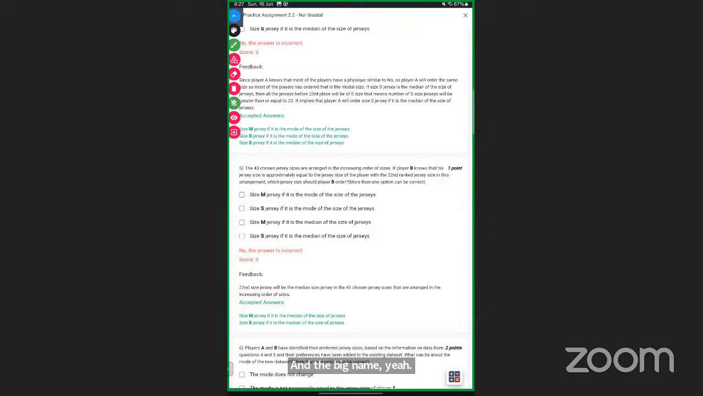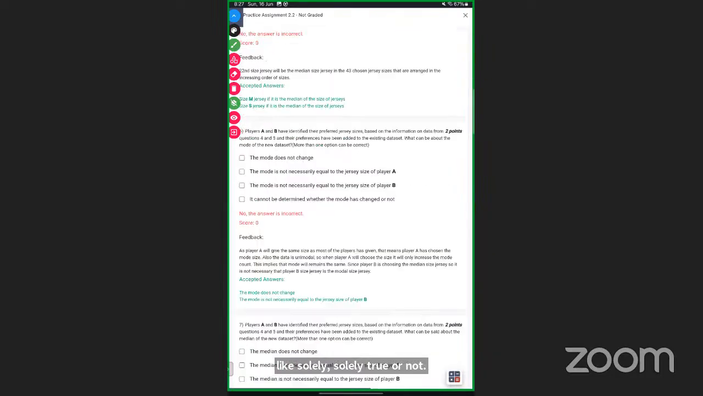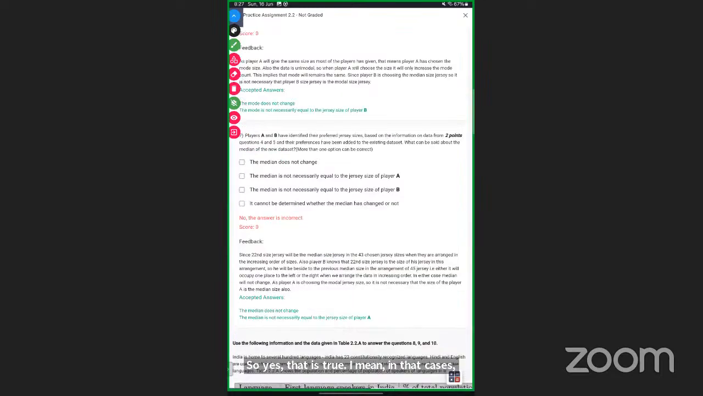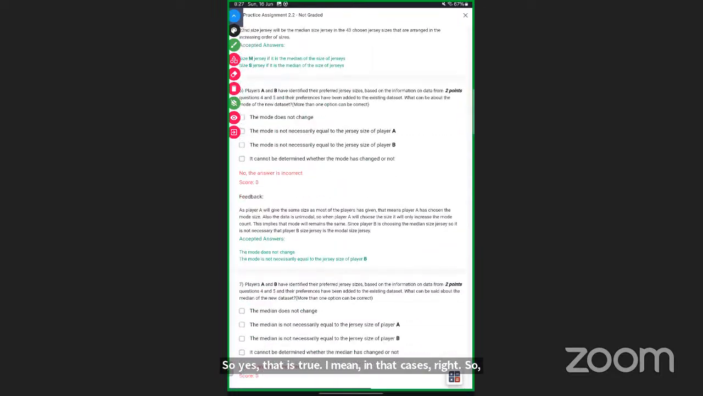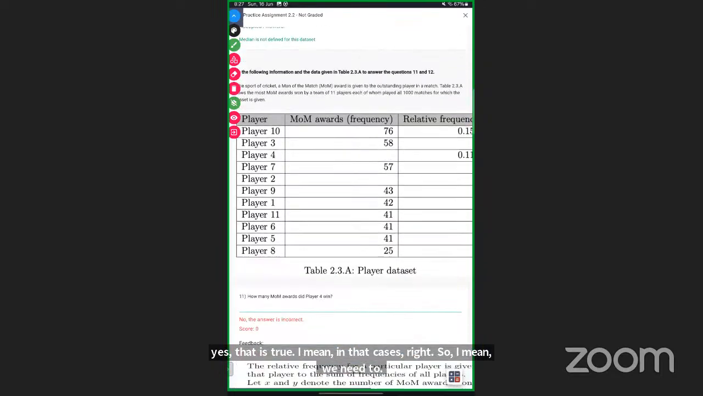Yeah. So let's say in one case M becomes the mode and S is not a mode, and in case B, S becomes the mode and M is not. So these are all different cases. If one case is true, then another is not. What we have to see is whether a case is solely true or not. So we need to figure out this question.